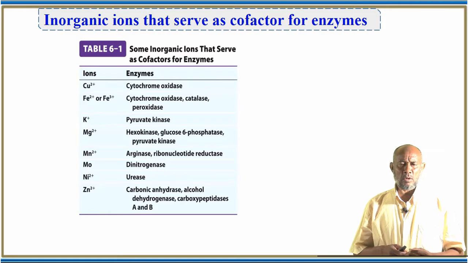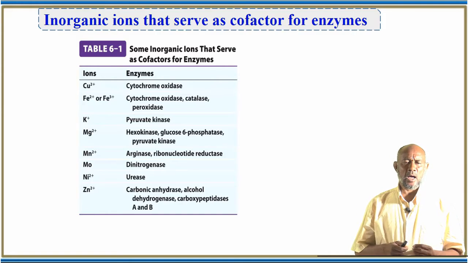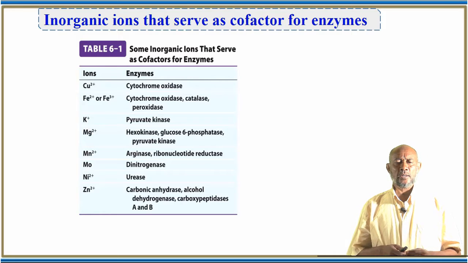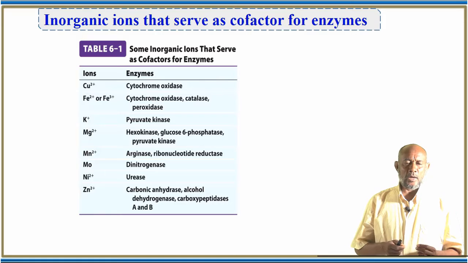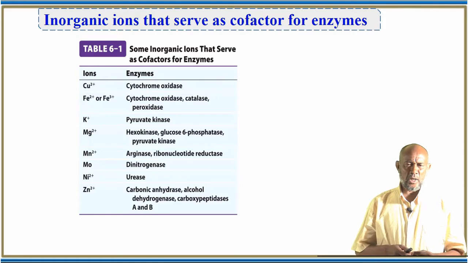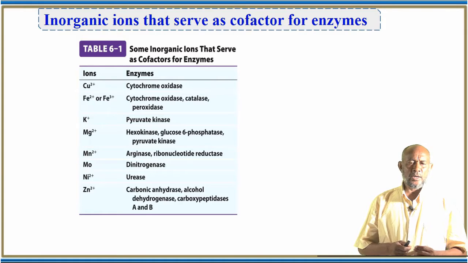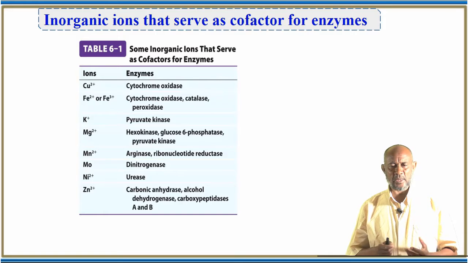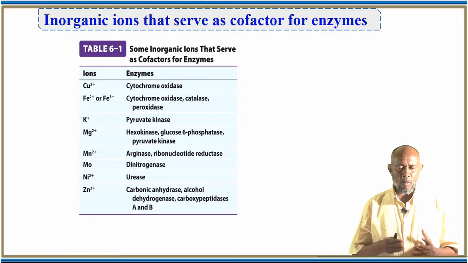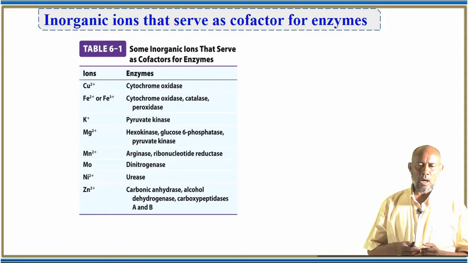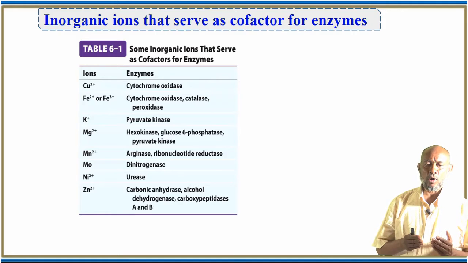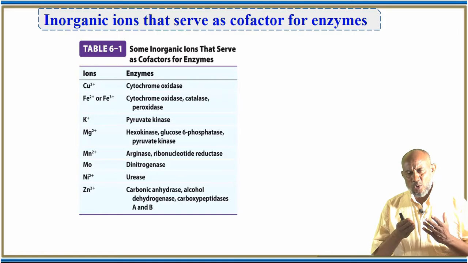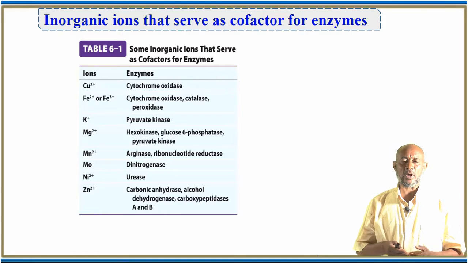Manganese ion is also found in an enzyme known as arginase, ribonucleotide reductase. And molybdenum is also found in dinitrogenase. And nickel ion is also found in urease. Zinc ion is also one of the components of carbonic anhydrase, alcohol dehydrogenase, and carboxypeptidase A and B. All these enzymes, which are involved in many of our chemical reactions in the body, contain cofactors. Without these cofactors, the enzymes may not be active.